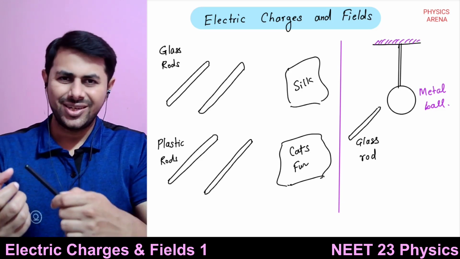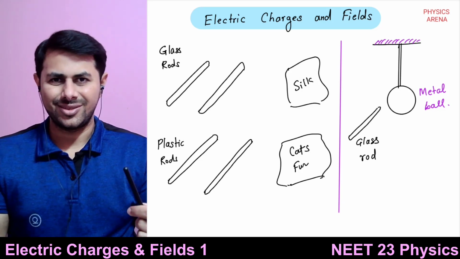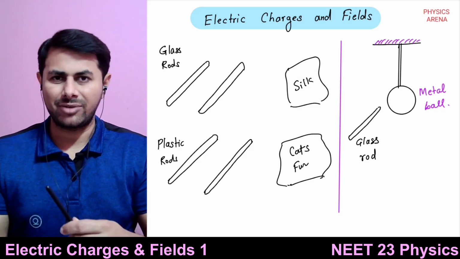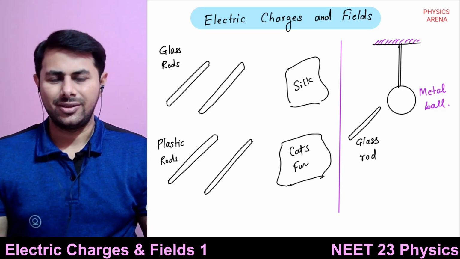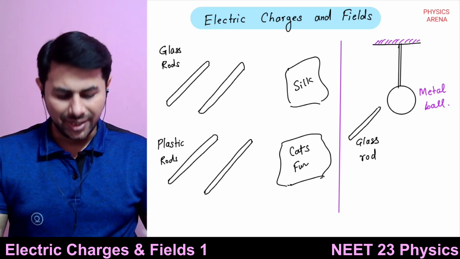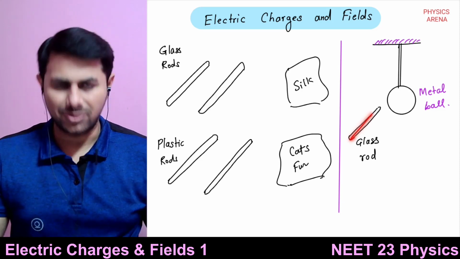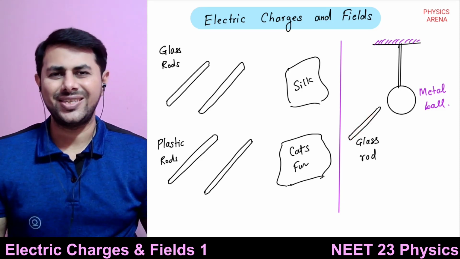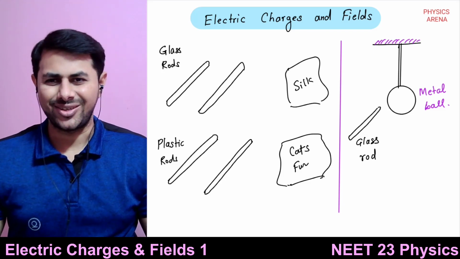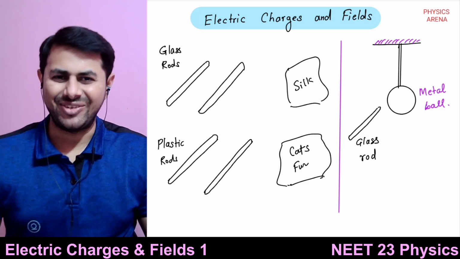You keep it in contact with the metal ball and then you separate it. Now what will happen? If you bring the glass rod close to the metal ball again, you will see that it will repel the metal ball.